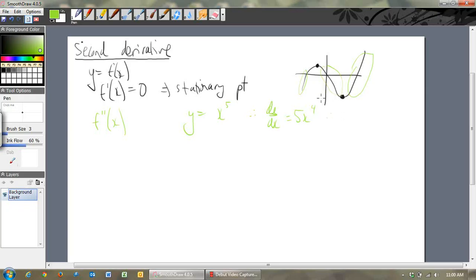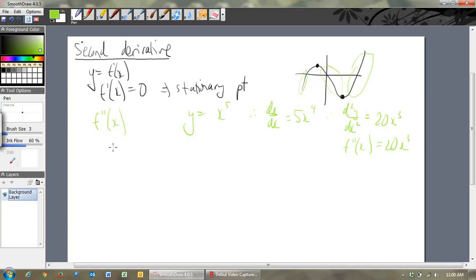And your second derivative, which you can either write as f double dashed, or if you're using Leibniz notation, d squared y on dx squared, is the next derivative: 4 times 5, so it's 20x cubed. So that's your second derivative. You can also write that as f double dash of x is 20x cubed. We're just taking the derivative again.